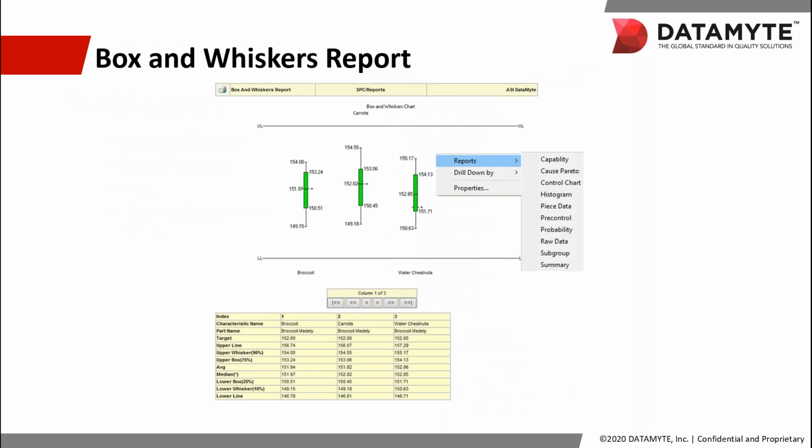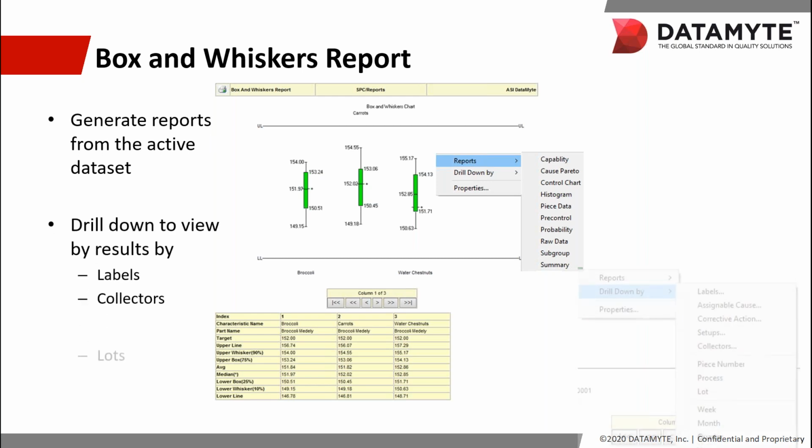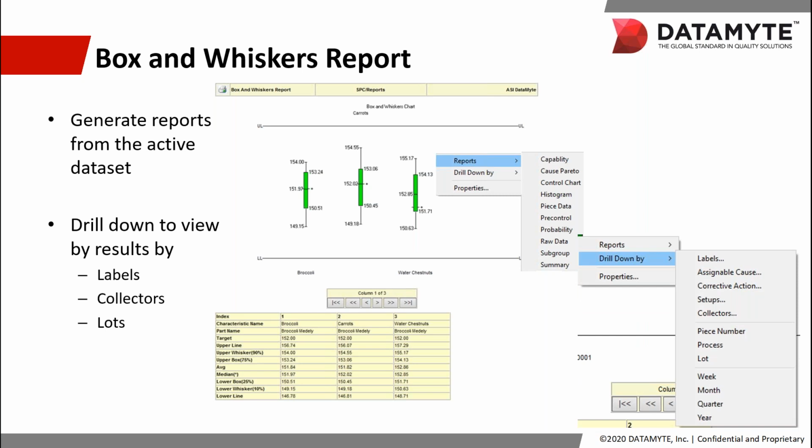DAR allows you to create a variety of data reports and charts based on the currently active data filter. Both our capability and box and whisker reports indicate the uniformity of the product that a process can produce. This is especially useful for indicating whether a distribution is normal or not normal, and where there are potential unusual observations or outliers in your data set. You generate reports from the active data set, or drill down to view your data by labels, collectors, or lots, to name just a few options.